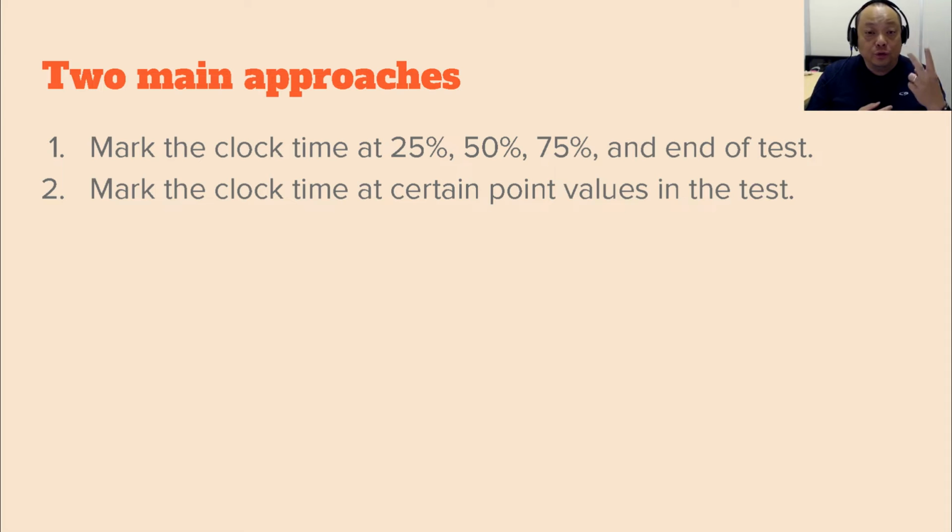I'll show two main approaches in this video. They are equivalent, but you may find one easier or harder depending on the math. I actually use them both, depending on the type of test, as you will see in this video. The two approaches are, number one, mark the clock time at 25%, 50%, 75%, and end of test. And number two is mark a clock time at certain customized point values in the test.